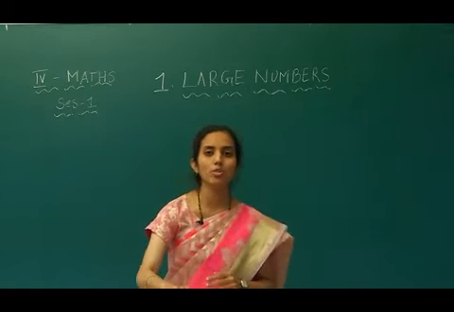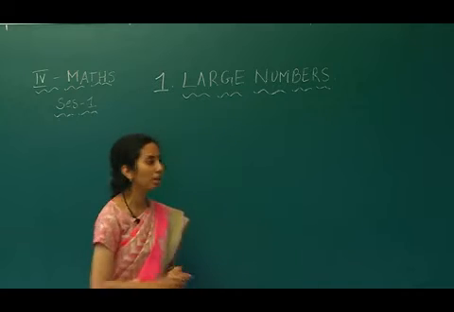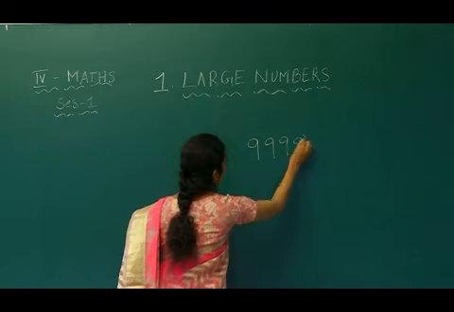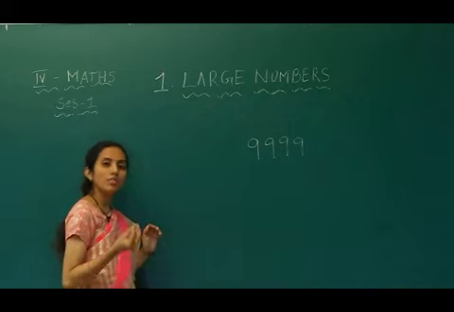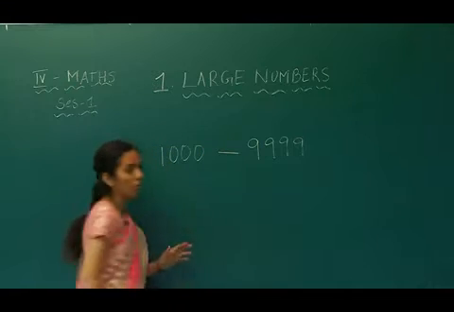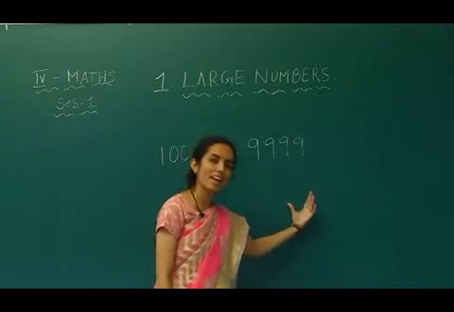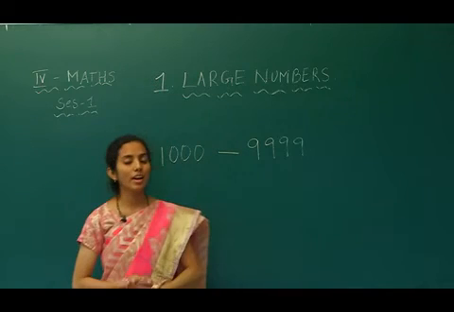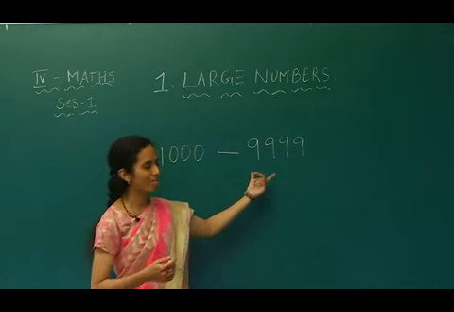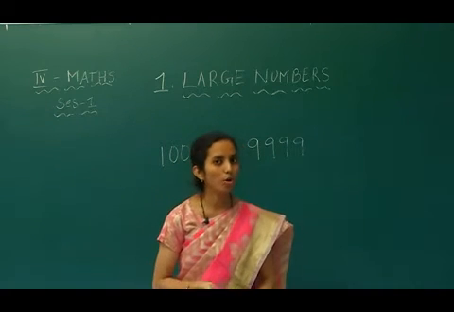So before going to our topic, what is the biggest 4-digit number? 9,999. And the smallest 4-digit number, that is 1000. So we have learned numbers from 1000 to 9,999. So today we are going to learn numbers that are greater than 9,999.